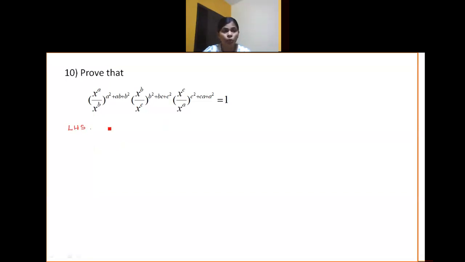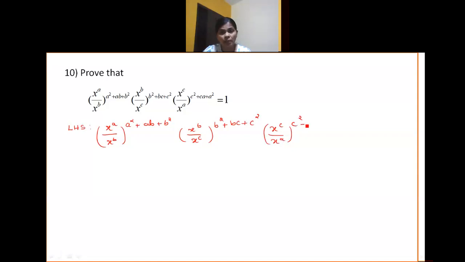On the left side I have x to the power a divided by x to the power b, its whole power a square plus ab plus b square. The next term is x to the power b divided by x to the power c, its whole power b square plus bc plus c square, into x to the power c divided by x to the power a, its whole power c square plus ca plus a square.